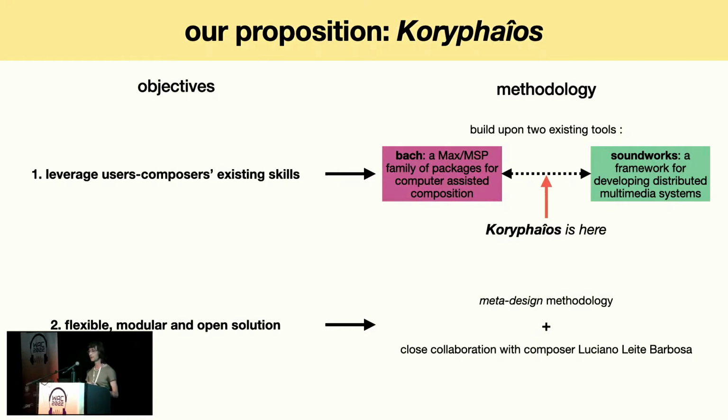Our work was guided by two main objectives. The first one was to leverage existing users' and composers' skills. To do this, we built Koryphai on top of two existing tools. The first one is Bach, a Max/MSP family of packages for computer-assisted composition that is widely used by composers. And the second one is Soundworks, a framework for developing distributed multimedia systems that has been in development at IRCAM for a few years.